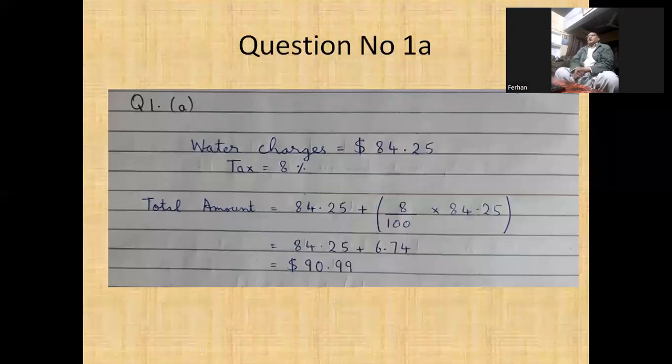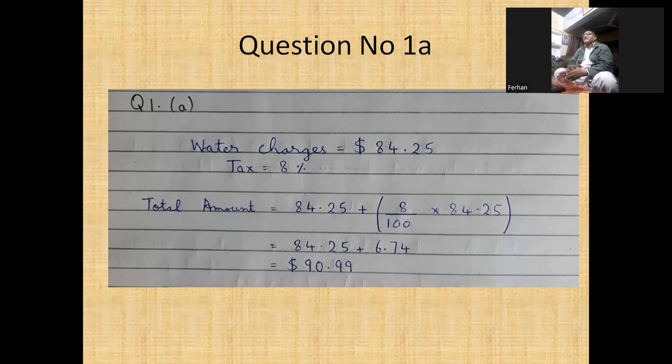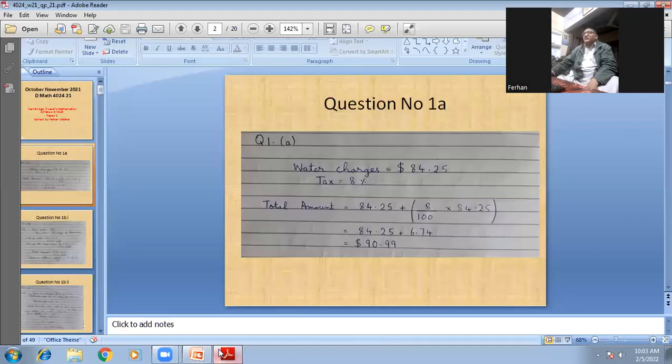So here we go. The water charge is 84.25, tax is 8%. So the total amount including the tax will be the original amount plus the tax. So 84.25 plus 8% of 84.25. In your calculator, simply write 84.25 plus 8 divide 100 multiply 84.25 equals, and you will get $90.99. So she has to pay $90.99. This is how you do the A part. Okay, so let's move to the next part.